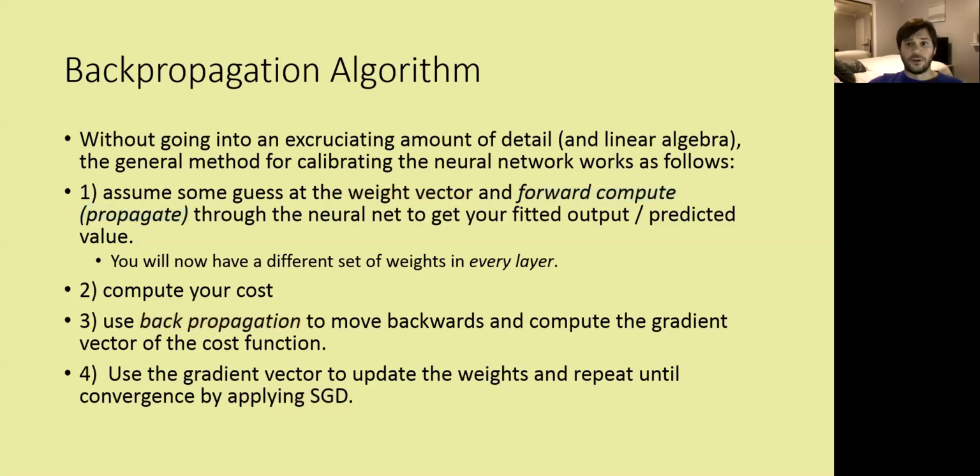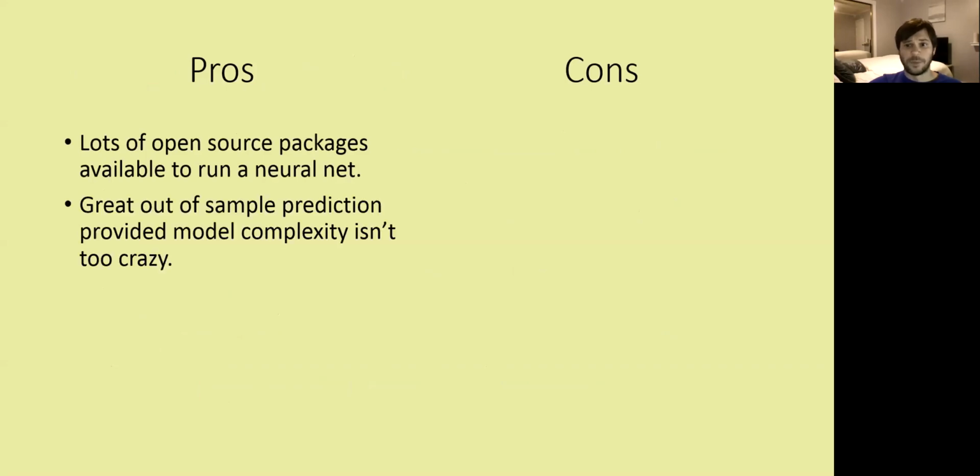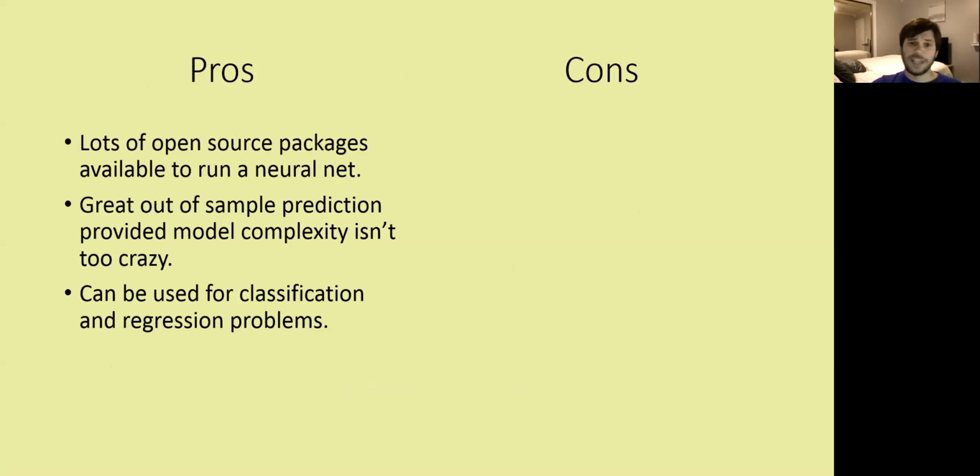Pros and cons of the neural network. Pro is lots of open source packages that allow you to run a neural net. You can do it in R, you can do it in Python. Great out of sample prediction, provided model complexity is not too crazy. And again, this is a pretty general statement here. It can be used for classification and regression problems, as I mentioned. I know the focus lately has been on classification. Gradient descent is definitely applicable to this discussion.